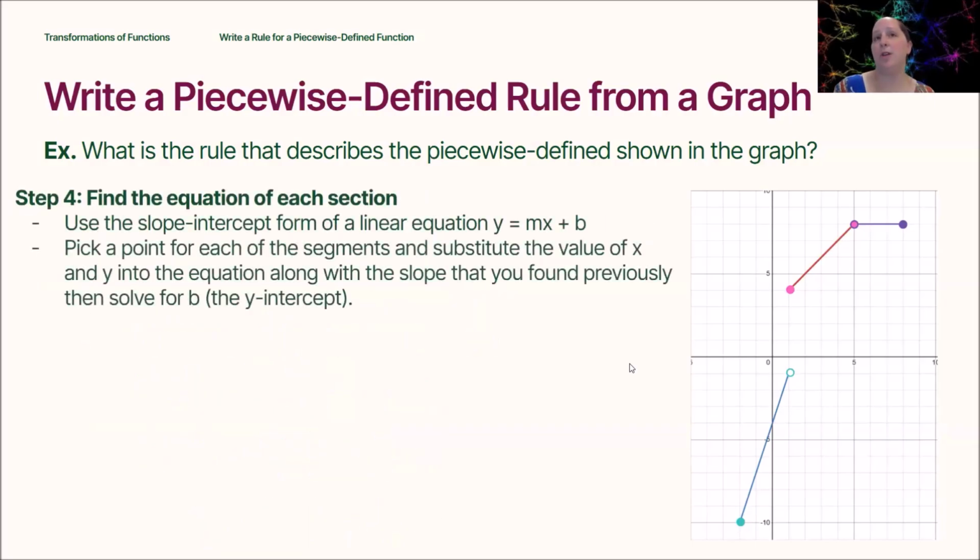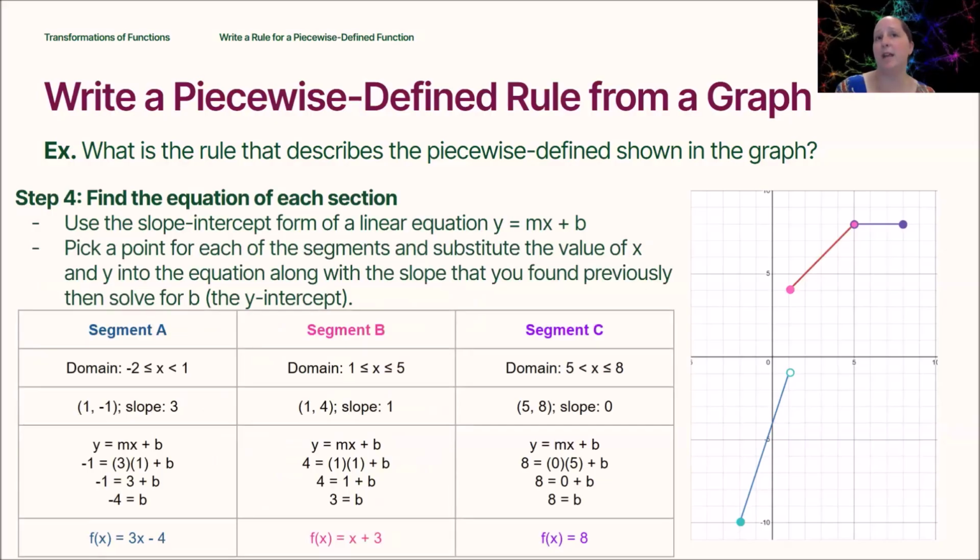Now I'm going to write those equations. So I pick a point for each of the segments and substitute that value of x and y into the equation along with the slope, so I can find where the y-intercept would be. The nice thing is this blue function, we already have a y-intercept, which is at -4, and it does end up being -4. But again, I can pick any point that I want. So I picked 1, -1, which is right here, that open point. And I substituted those values in. I found b, which was -4. I could have also just looked at the graph for that one.